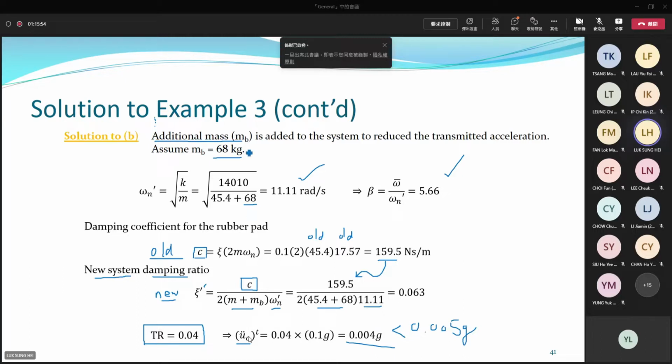You have to try this value yourself. Here I directly show my final outcome, but actually you have to try different numbers, 30, 40, 50, 60, you have to try different patterns. And hopefully we found that this 68 can help us to satisfy our acceleration limit.